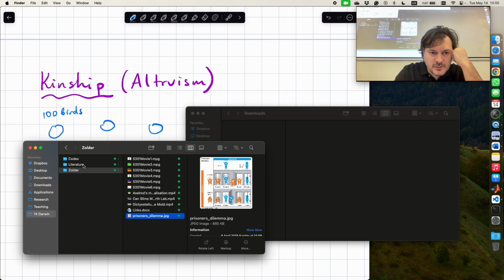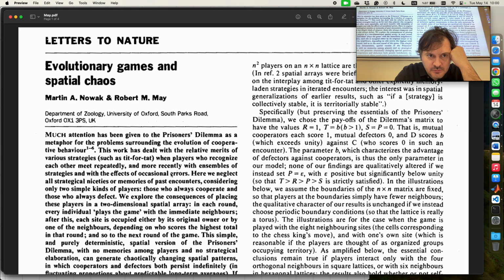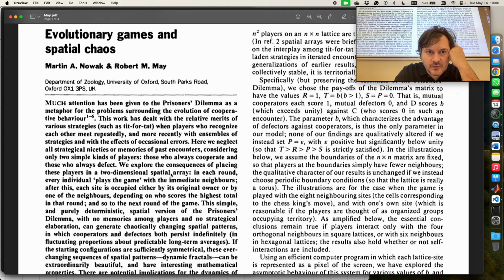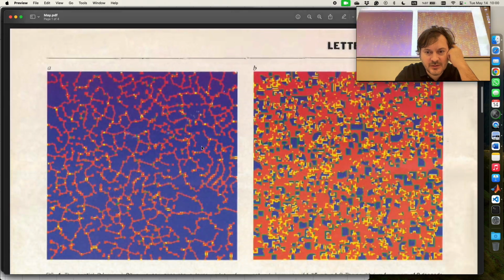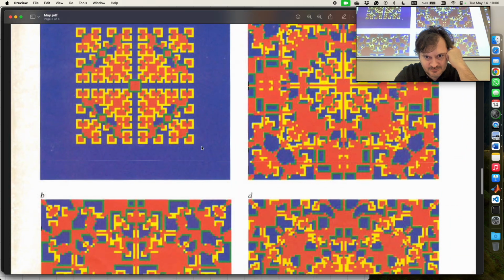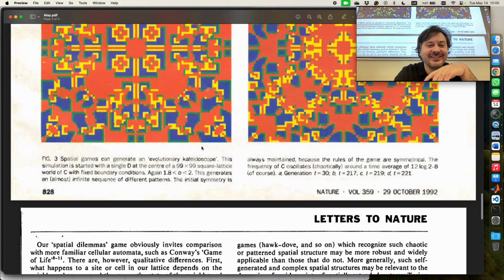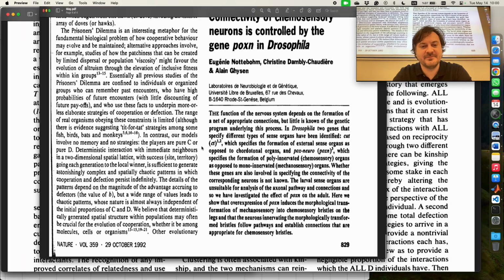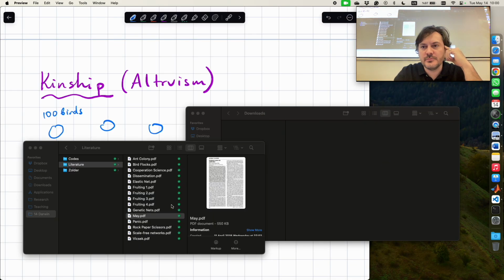Your homework, should you choose to do it, is this one: Evolutionary Games and Spatial Chaos. So it's Prisoner's Dilemma being played on a grid, and you get very nice patterns, like Karabakh carpets. Very, very good.